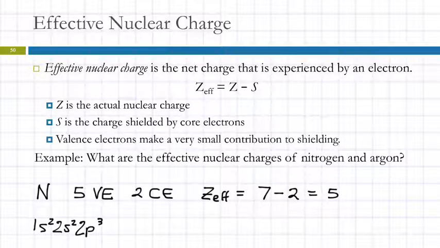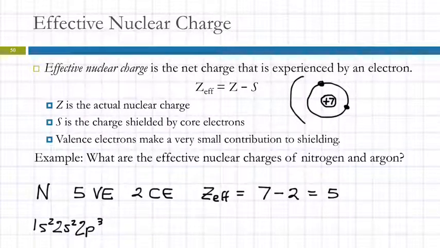Because if we draw a very simple kind of a Bohr model of nitrogen, here's n equals 1, and we've got 2 electrons there. And n equals 2, we've got 5 electrons. 1, 2, 3, 4, 5. So any one of these electrons sees the plus 7, but it's shielded by those 2. So that reduces how attractive it is. So this has an effective charge of 5.